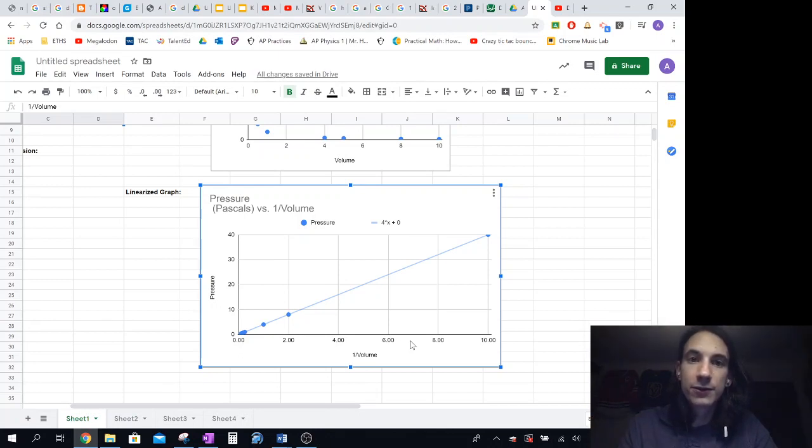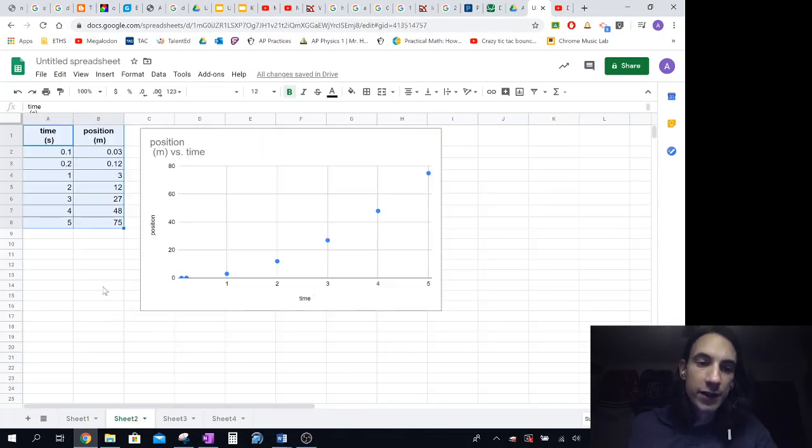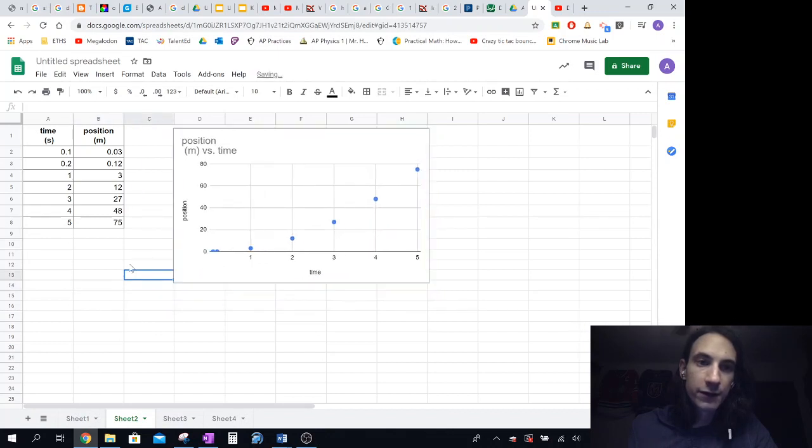I'll walk us through what I want you to do next. On sheet 2, we have position in meters versus time in seconds. So we have this fit. I want you to try this out.